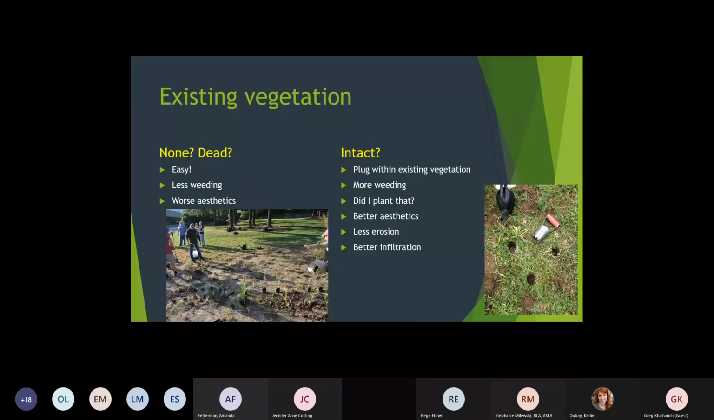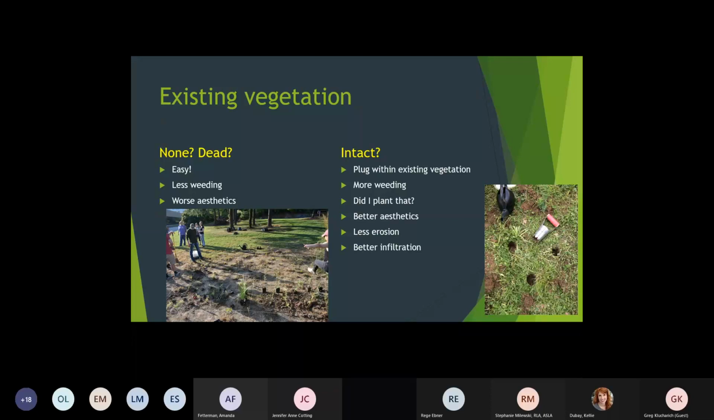So when we started this project, we had the situation on the left where that muddy interior of the basin did not have anything growing there. The ponded water had killed the turf grass. So that really made it easy for us to revegetate. There was also less weeding initially, but I have to say it was very ugly.